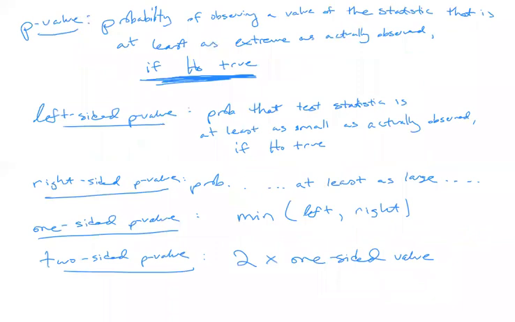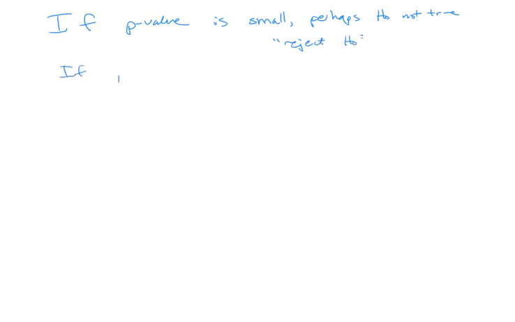So what I will write here is, if the p-value is small, perhaps we have reason to doubt the null hypothesis. And so people will say reject the null hypothesis. If the p-value is big, that suggests that what we observe is pretty typical of what would happen if the null was true, right? We can say there's no reason to doubt the null.